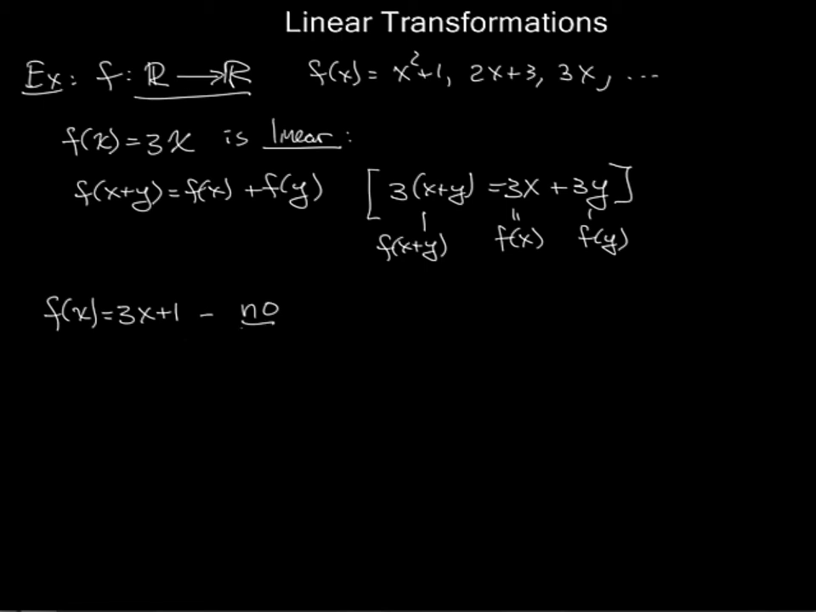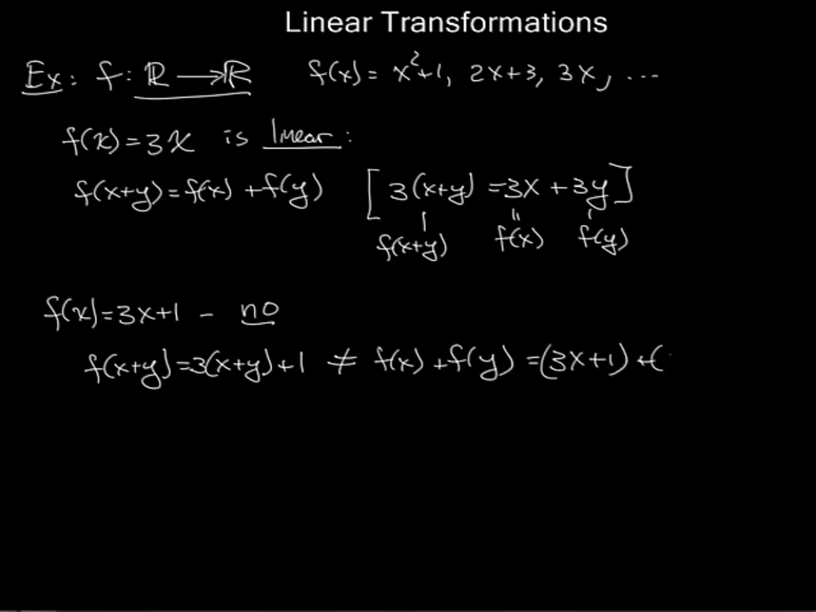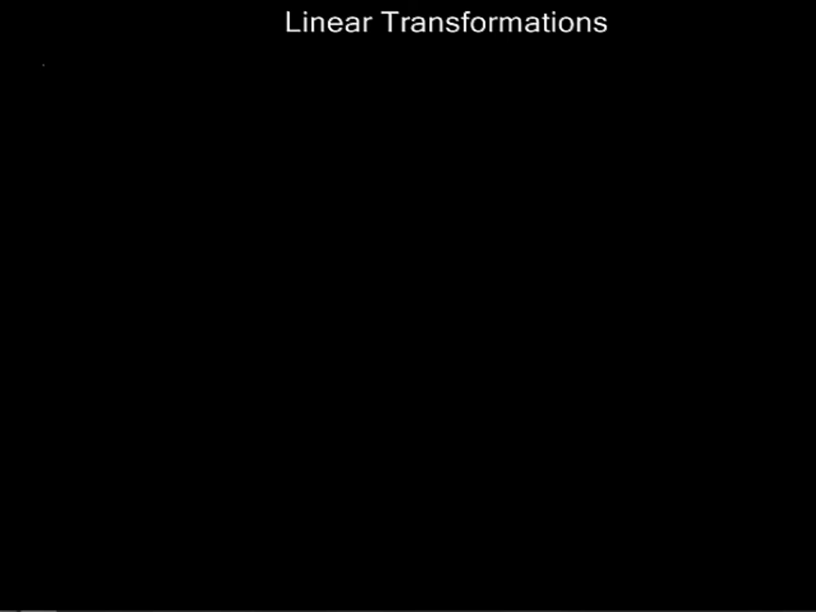Just for contrast, the function 3x plus 1 is not linear. You're not allowed to have a constant term, because f of x plus y is not equal to f of x plus f of y. The right-hand side is 3x plus 1 plus 3y plus 1, and the left side gives you 3 times (x plus y) plus 1, which looks good, but the constant term doesn't work. On one side you get 2, and on the other side you get 1. Okay, well, we already talked about all of that a few weeks ago.